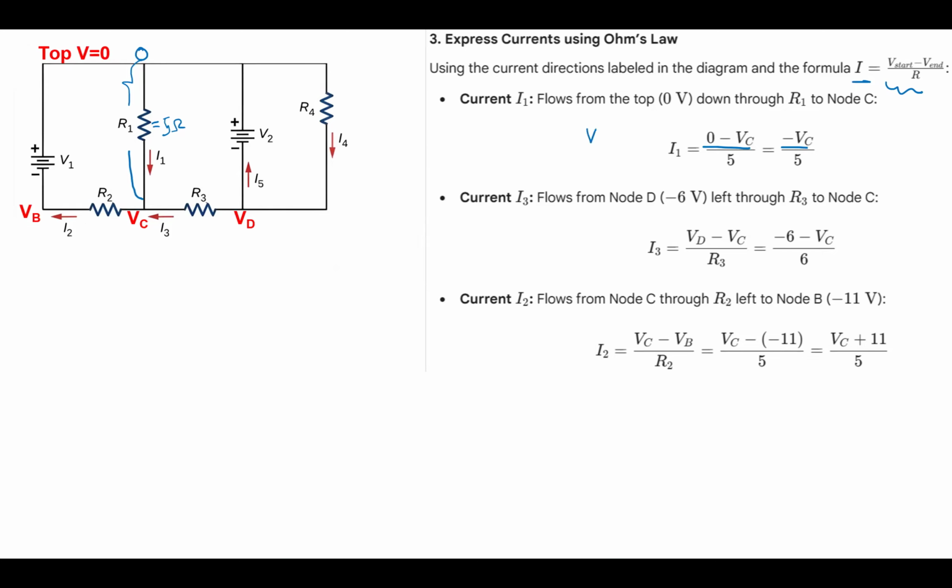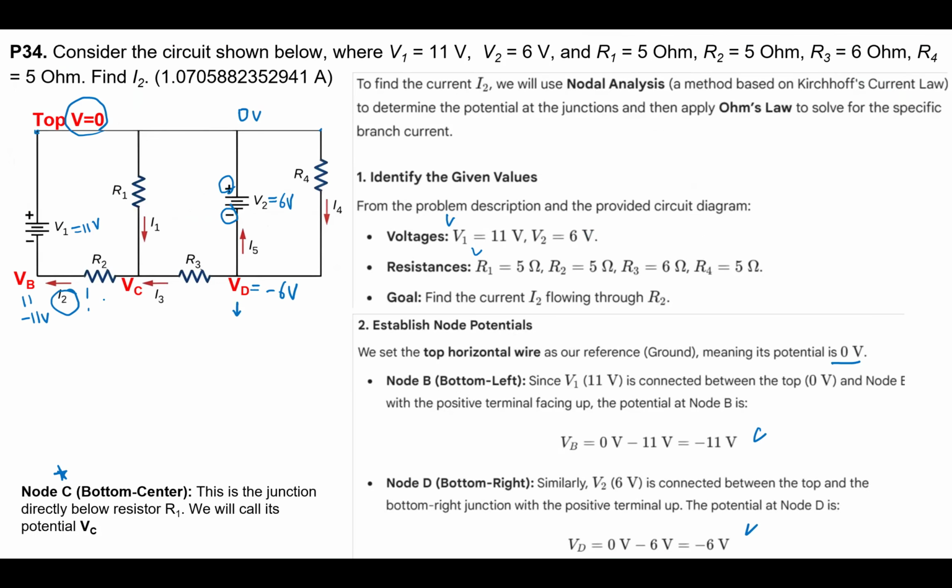so voltage minus VC divided by R1, okay, which is 5 ohm. So we know what the I1 is, okay, and then flowing from the node D, here, node D, we note that is minus 6 volt. And then if you go back, this is minus 11 volt.